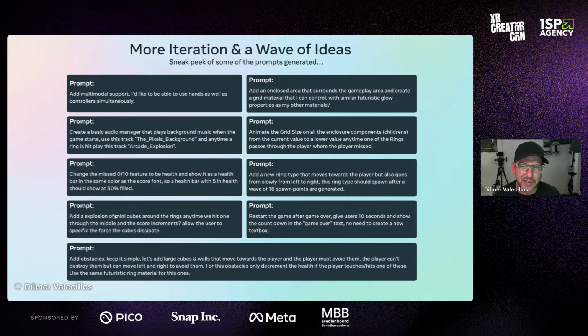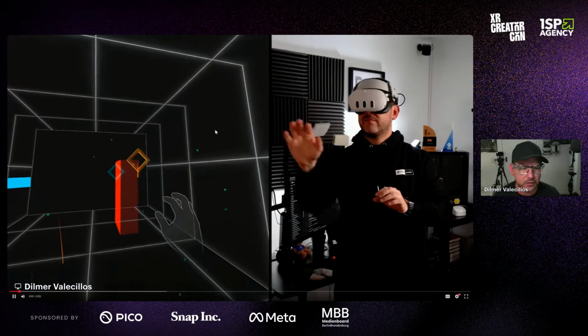I also added explosion effects. I didn't want to use VFX. I just told it to use mini cubes that will explode as each object gets destroyed. So you can see here my prompt: add an explosion of mini cubes around the rings anytime we hit one through the middle and the score increments. Allow the user to specify the force and the cubes dissipate. I even have typos and it was able to fix it. It doesn't need to be a perfect prompt, at least it needs to be understandable. And then I added a lot of different other features, and you're going to see these results here.